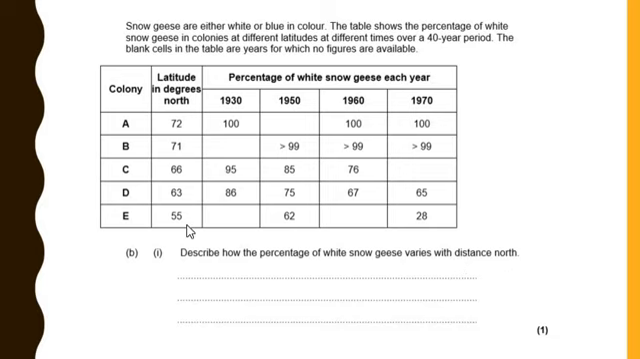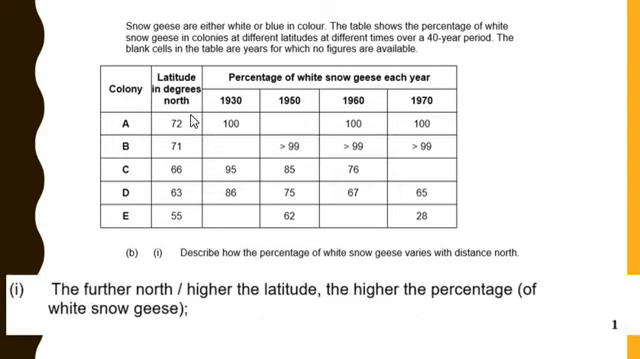Okay, so if you remember from your question stem, the bigger the number, the further north we are. So this is north and this is nearer to the south. And if you look at the percentage of white snow geese, have a think about what you're noticing. Okay, and the answer is, the further north you go, or the higher the latitudes, the higher the percentage of white snow geese. So here at the northernmost colony, all the snow geese are white.